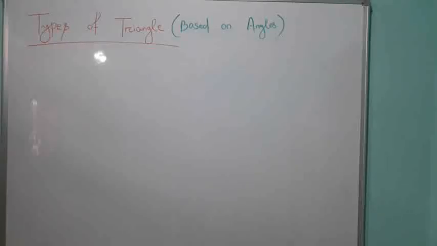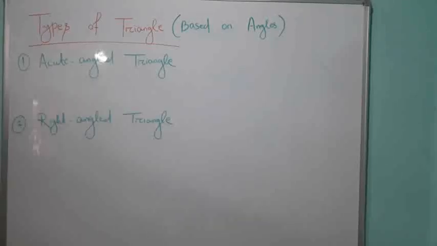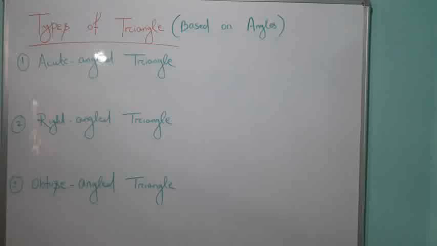Types of triangle based on angles. Triangles are of three types based on angles. Those are acute angle triangle, right angle triangle and obtuse angle triangle. Acute angle triangle is a triangle whose all angles are less than 90 degrees.